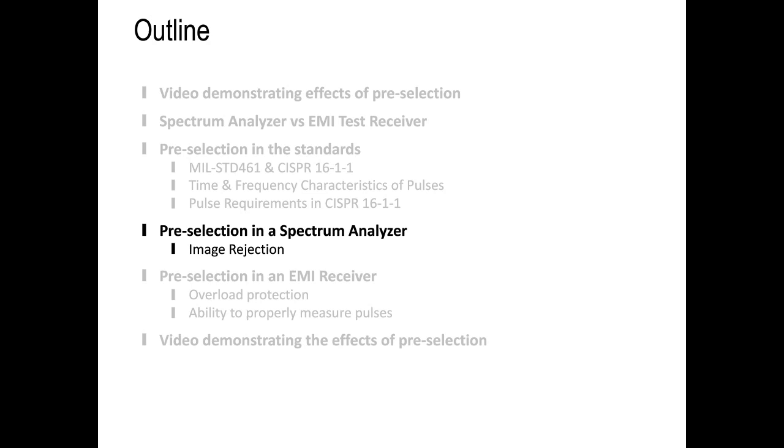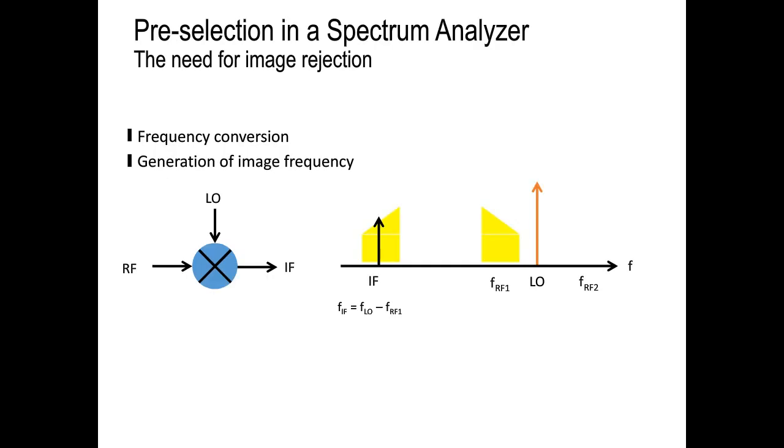Now, what does pre-selection mean in a spectrum analyzer? Well, it's really for image rejection. So let's cover what image rejection is. In a spectrum analyzer or in a receiver, anything where you down-convert frequencies, you have the input RF signal that you want to down-convert to the IF via the LO. So the frequency at the IF is the LO minus the RF, and that's what you down-convert to the IF.